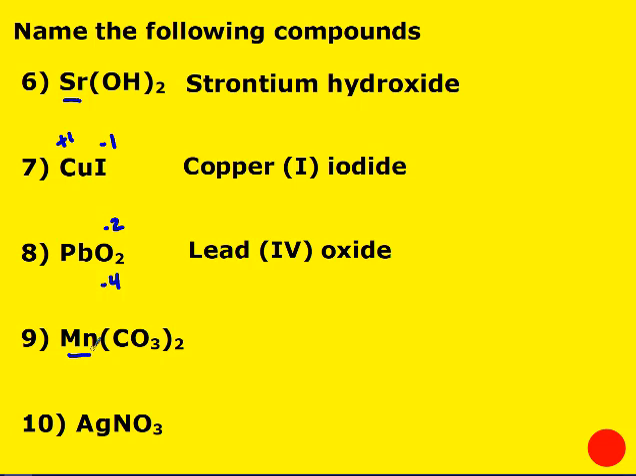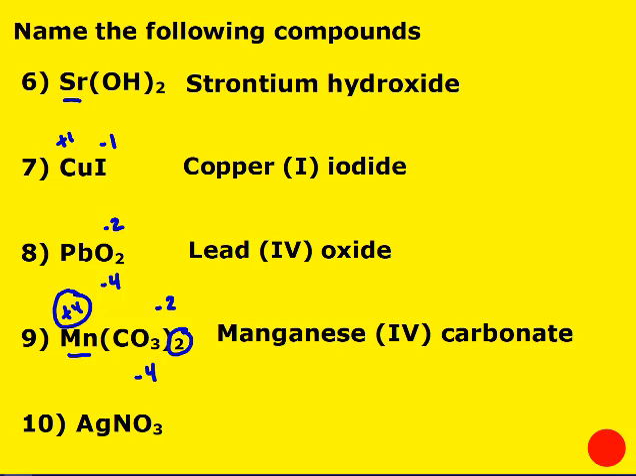Manganese is not in group 1A, 2A, so carbonate is a -2, and we have 2 of them, so that's -4. So manganese must be a +4. So manganese(IV) carbonate. And then our last one, silver, is in our group 1A, 2A, silver, zinc. So we're just going to name our two pieces, and we get silver nitrate.